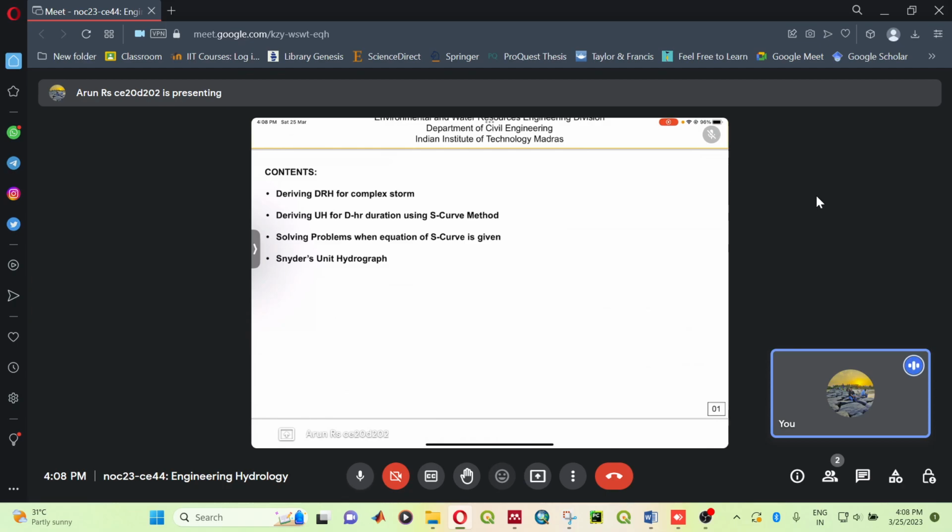And in the second question, we'll be seeing how to get the unit hydrograph for a d-hour duration using the S-curve method. And in the third question, the S-curve will be given in the form of an equation instead of a table. And we'll see how to get the different unit hydrograph parameters, like estimation of the peak flood discharge for some duration, by using this equation. And in the last part, we'll be seeing the synthetic unit hydrograph, in which we'll be seeing Snyder's unit hydrograph method. So we'll be seeing the problems related to these four topics.